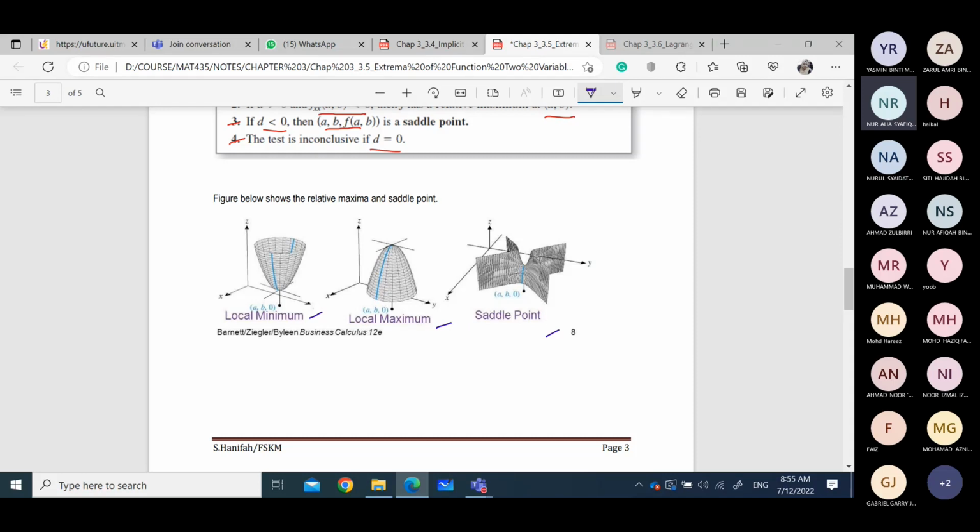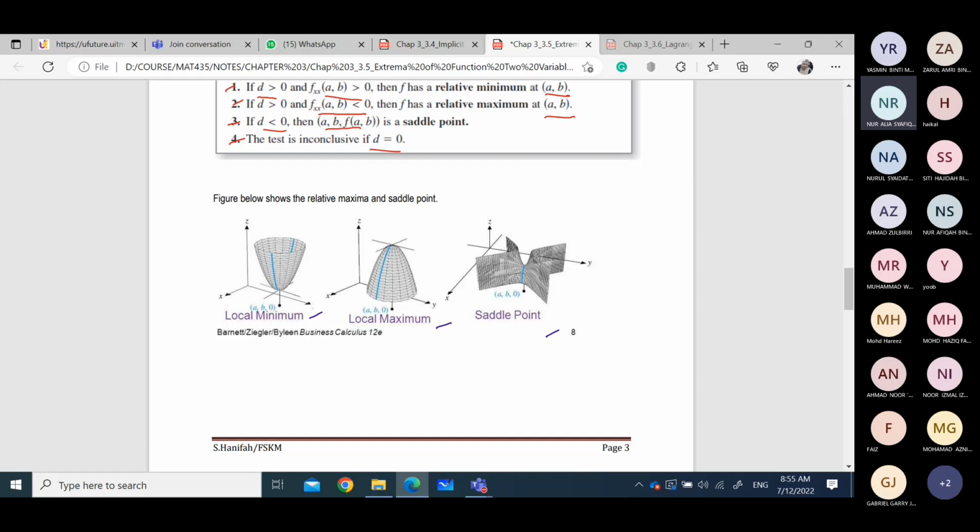Right, so any question about relative maxima and saddle point? So, relative maxima ni ada dua keadaan lah macam kita sebut tadi. Relative minimum and maximum. Okay.